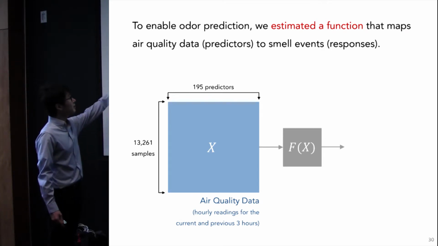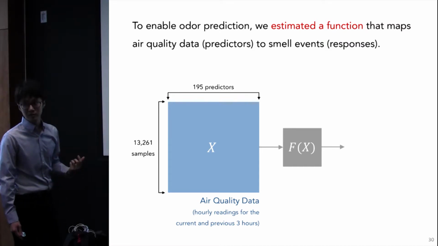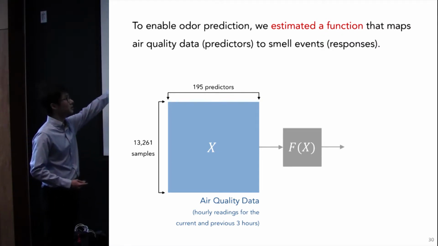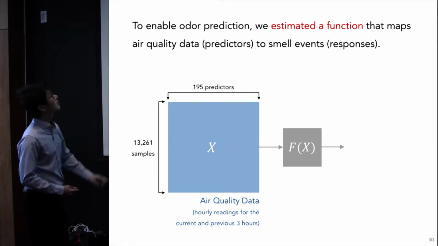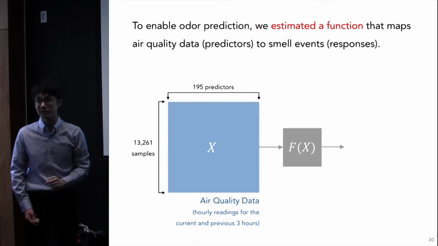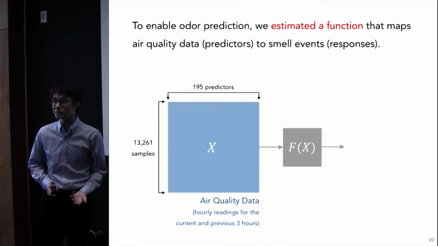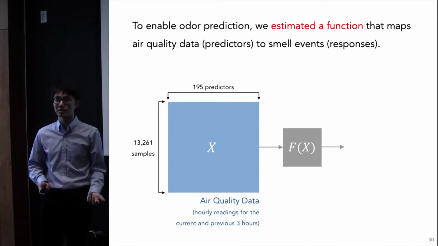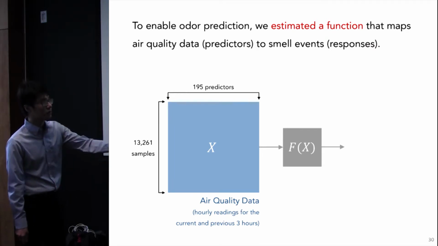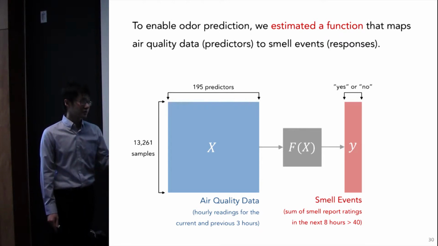We collect about 13,000 samples. So samples are observations. So we have about this number of observations. And then those are the predictors. So we have about 195 predictors. Predictors means things like particles or some chemicals like H2S or wind directions. And what's the output? That's Y. So that's called a smell event.